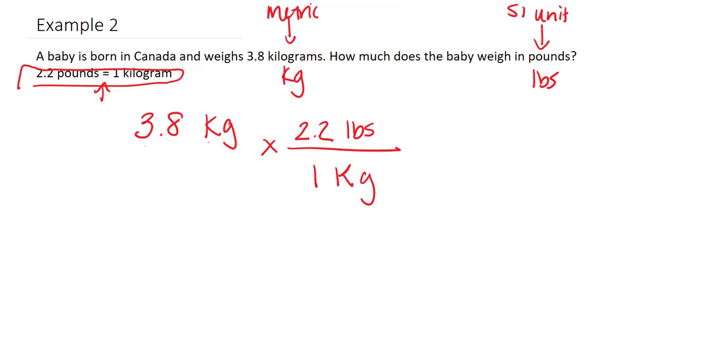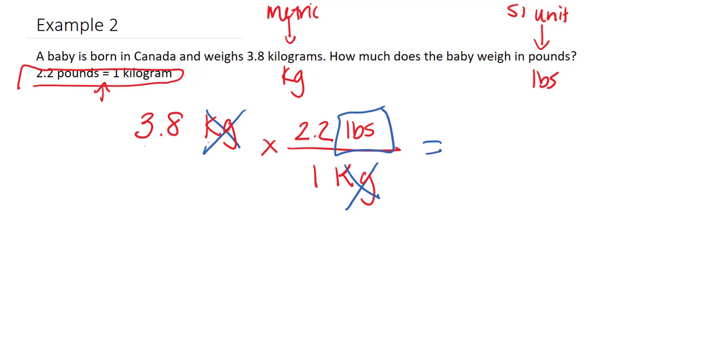Now, why do we do that? Why do we put the 1 kilogram on the bottom? Well, then we can cancel out the units. This is the most important thing, is you want to end up with your units on the top. So in order to get there, we had to put the kilograms there because we started with kilograms and then we ended up with pounds on the top, which is what we want.